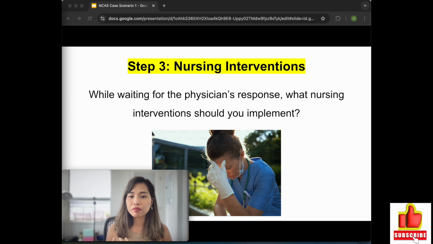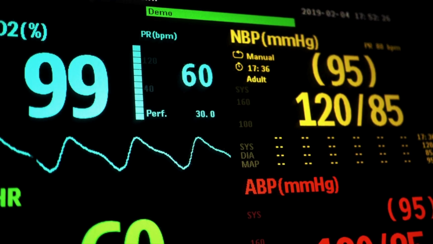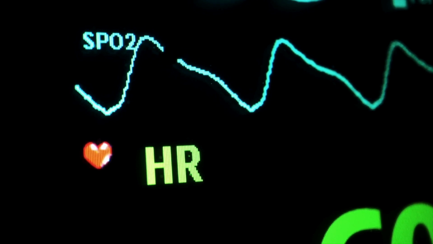We're waiting for the physician, for the doctor, to respond, either calling you back or maybe you're on hold, and you can still do some intervention. So what nursing intervention should you implement while you're waiting for the doctor's order? Before you give any interventions, you need to monitor vital signs closely. In this situation, you can have the vital signs attached to the patient. You're able to monitor the patient's blood pressure, heart rate, but also the patient's oxygenation, so make sure you are attaching that oximeter to your patient.